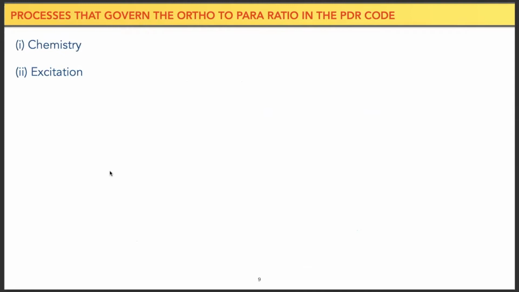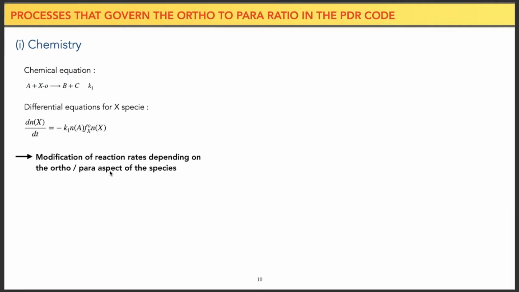There are two processes that govern the orthopara chemistry in the Meudon PDR code: the chemistry and the excitation. For the chemistry, when you have a chemical equation with an isomer, an ortho isomer here, with a reaction rate Q1, we modify the reaction rate by multiplying it by the population fraction of the isomer considered. So we modify the reaction rate depending on the orthopara aspect of the species.